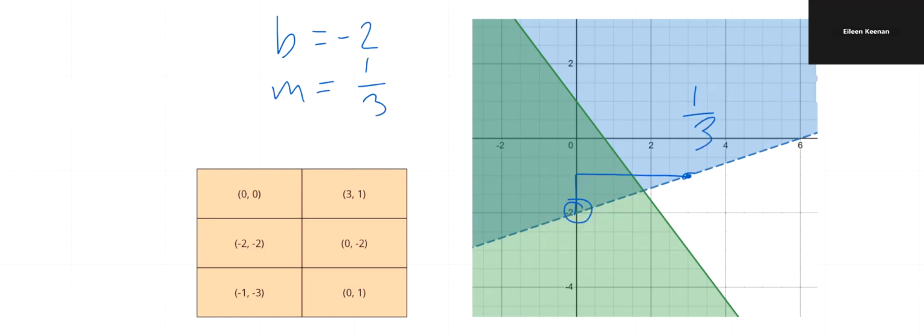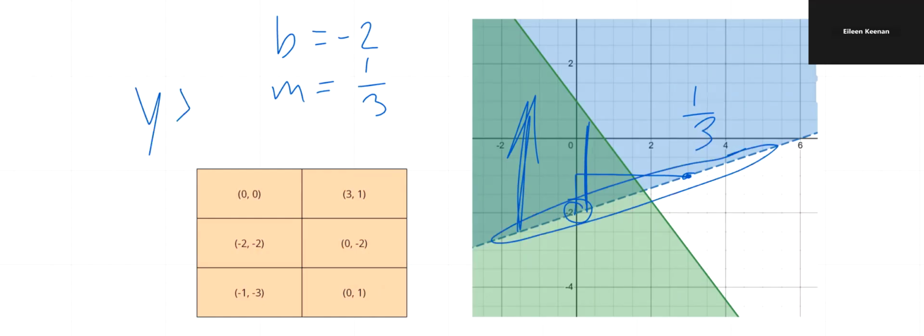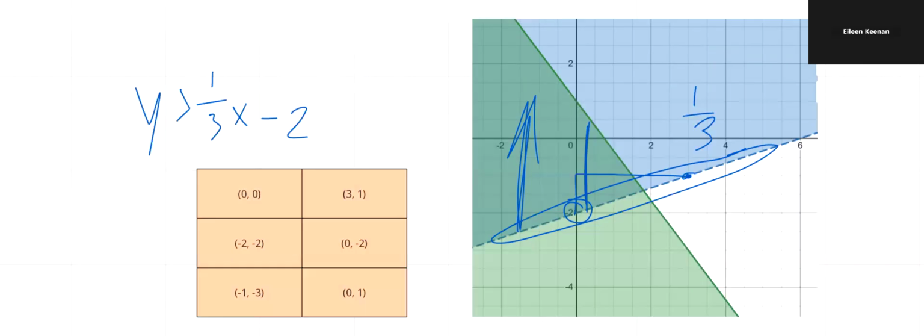Before I start writing, let's take a look. Are we going to have a greater than or a less than? The shading goes above, where our y's get bigger, right? So it's going to be y is greater than. Is it going to be "or equal to" or no? Well, it's a dashed line, so no, it's not "or equal to," it's just y is greater than. So now we use our slope, m, and our b: 1 over 3x minus 2. Okay, erase the other stuff. So we have our formula for one of our inequalities. Now let's do the other one.